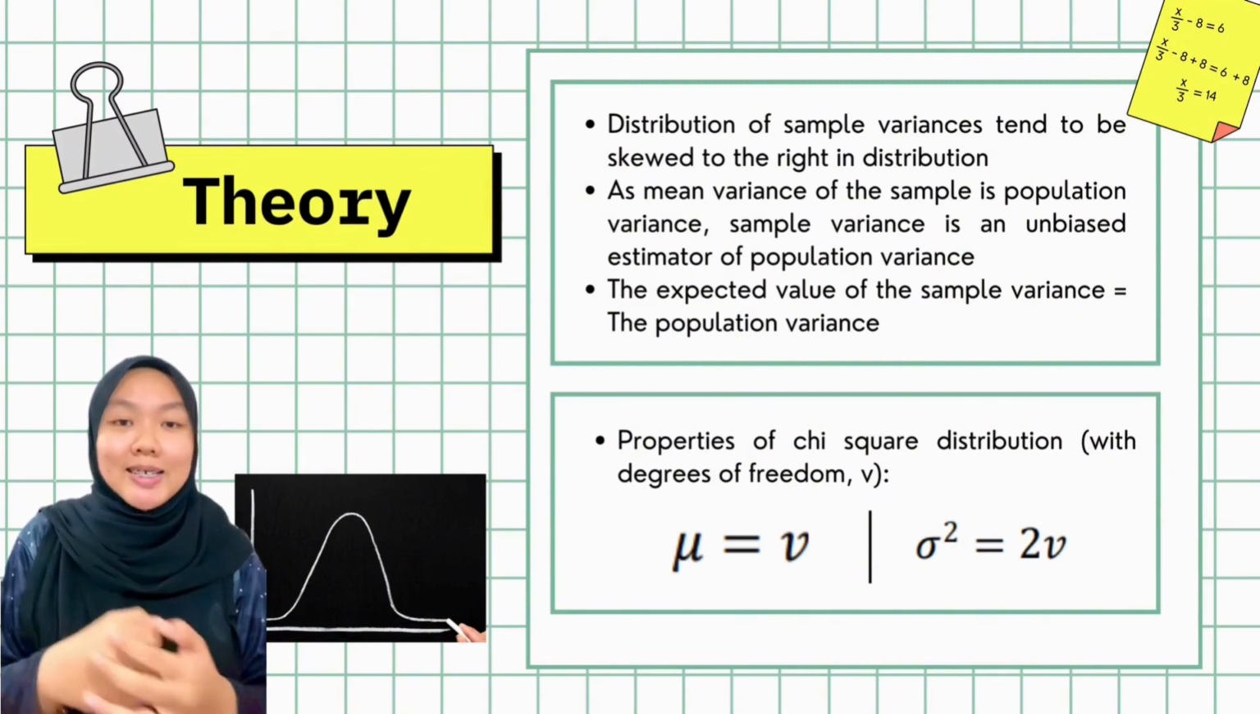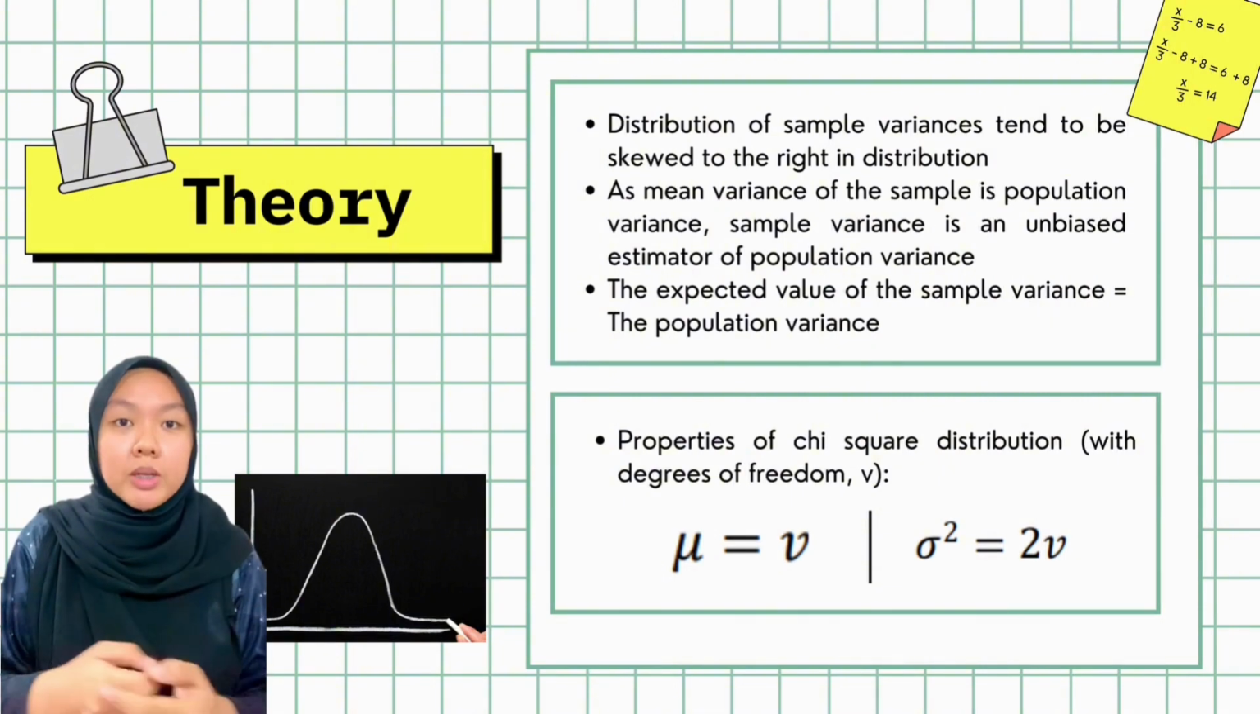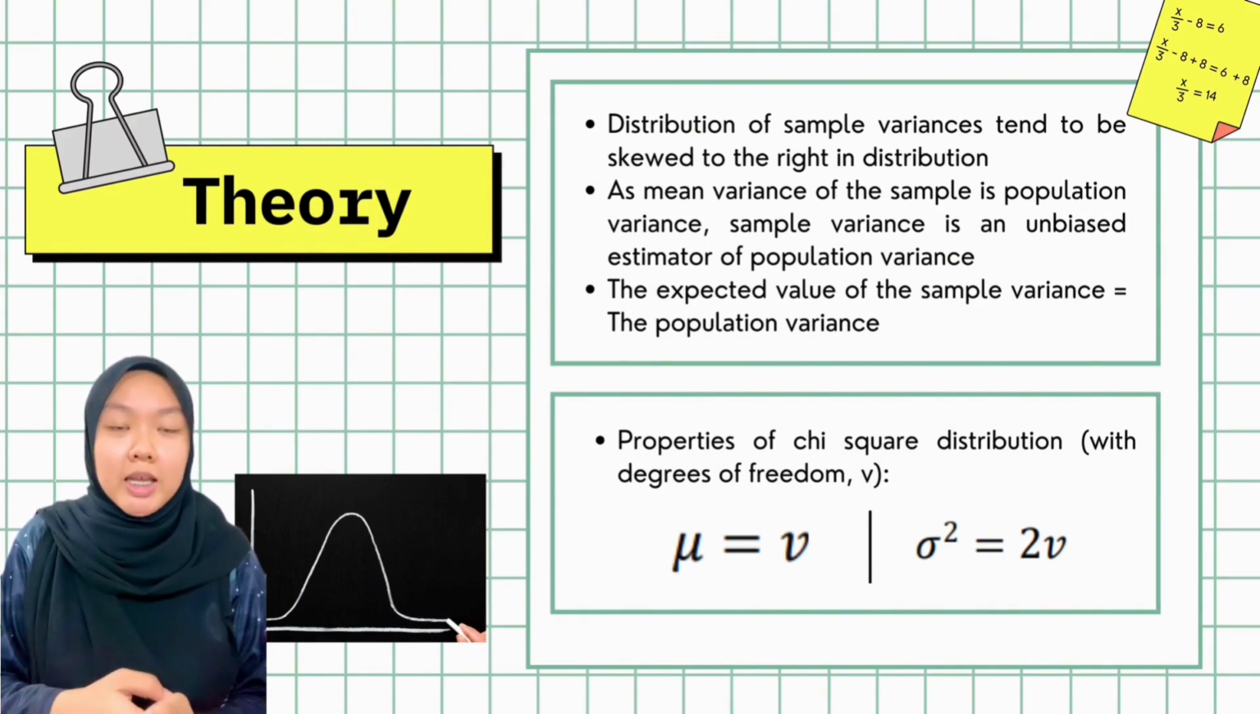Not to forget, the chi-square distribution with degrees of freedom V has a few properties. Firstly, the mean of the distribution is equal to the number of degrees of freedom, which is represented by mu equals V. And secondly, the variance is equal to 2 times the number of degrees of freedom, which is represented by sigma squared equals 2V.